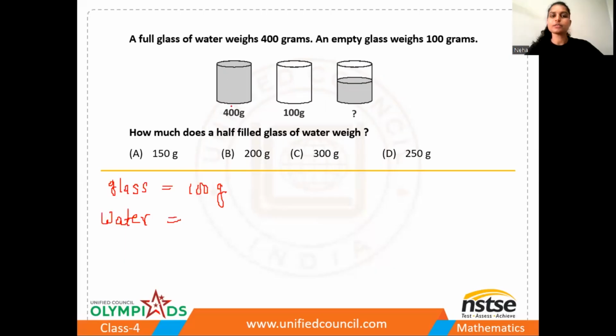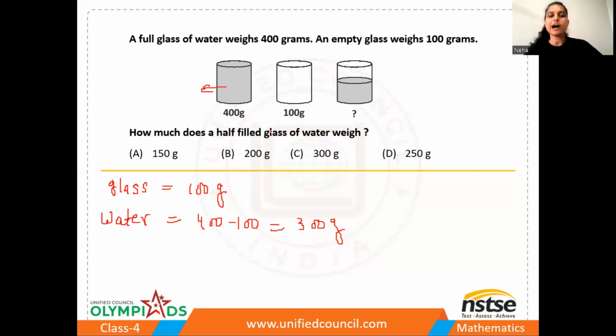And the weight of the water in a full glass is what? The total is 400 for glass and water. So for water, it will be 400 minus 100, because the glass weighs 100 grams. So this is now 300 grams. The weight of a full glass of water is 300 grams. Correct? Perfect.